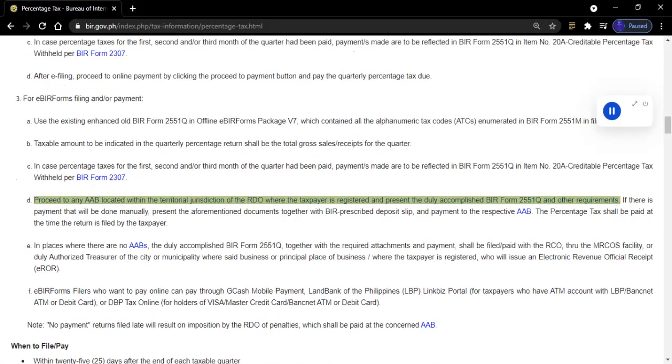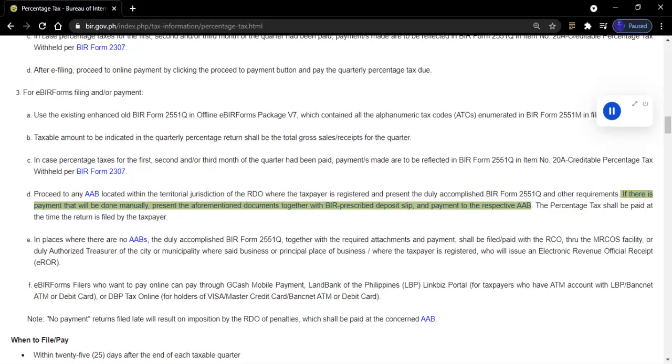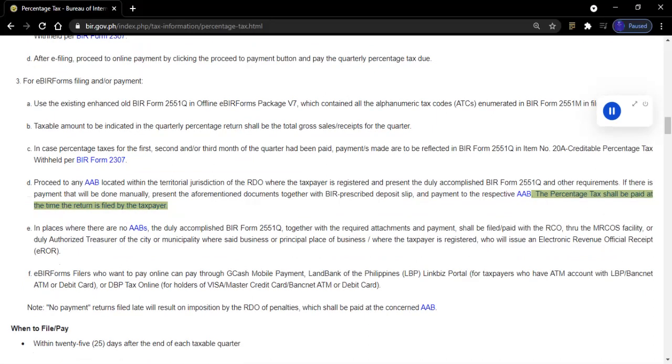Proceed to any AAB located within the territorial jurisdiction of the RDO where the taxpayer is registered and present the duly accomplished BIR Form 2551Q and other requirements. If there is payment that will be done manually, present the aforementioned documents together with the BIR prescribed deposit slip and payment to the respective AAB. The percentage tax shall be paid at the time the return is filed by the taxpayer.